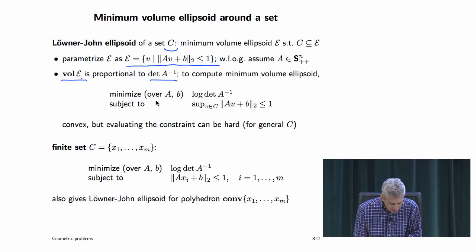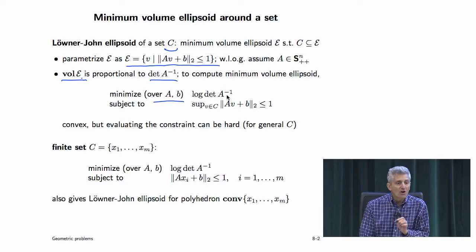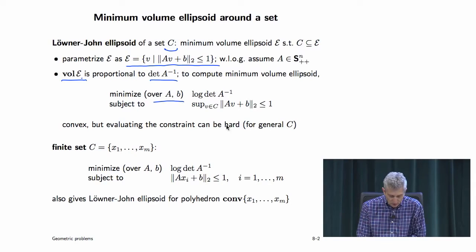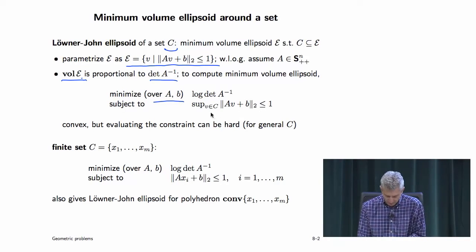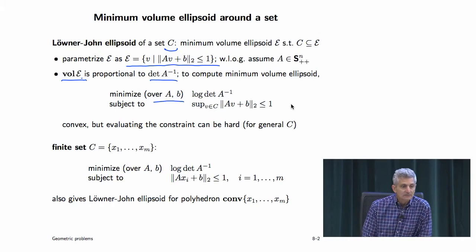It says minimize over variables A and B, log det A inverse, right? So that's the log of the volume, well, up to a constant, right? Because it's an additive thing. Subject to the condition that every point in C is in this set. And one way to say that is that for every point V in C, the norm of AV plus B is less than 1, right? So you could write it this way, or you could remove the sup and say for all V in C, okay? And that would be the condition, right?